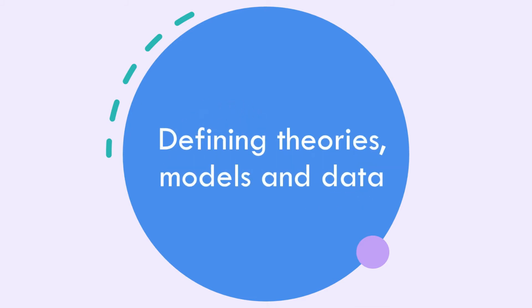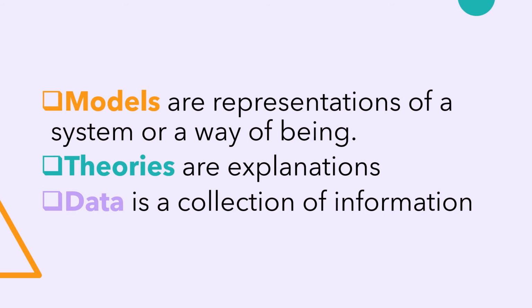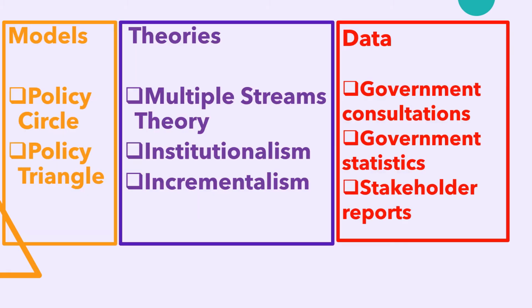Now let's bring all of these definitions together, defining theories, models, and data. Models are representations of a system or a way of being. Theories are explanations. Data is a collection of information. Here are some examples of models, theories, and data.